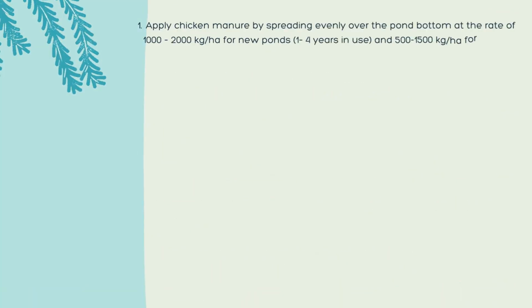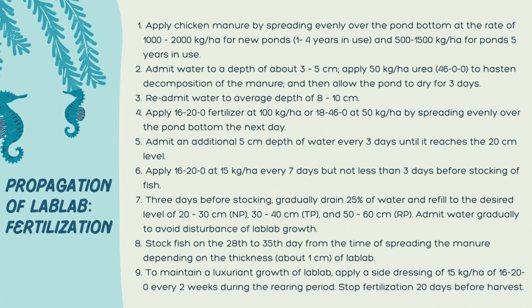Next is the propagation of lablab, or its process of fertilization. If your pond is new and has yet to be flooded, apply chicken manure by spreading evenly over the pond bottom at a rate of 1,000 to 2,000 kg per hectare, and 500 to 1,500 kg per hectare for ponds that have been in use for over 5 years.